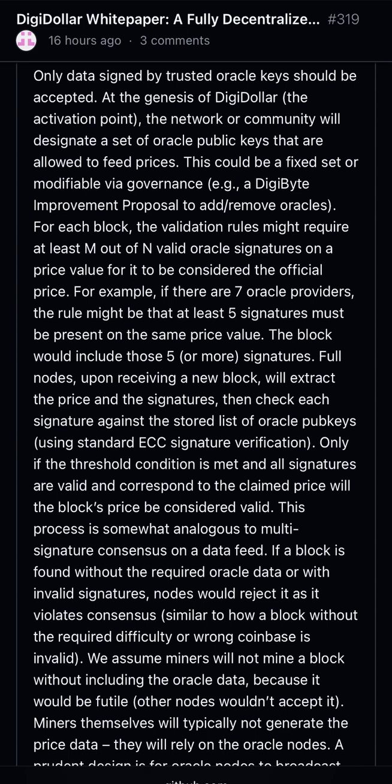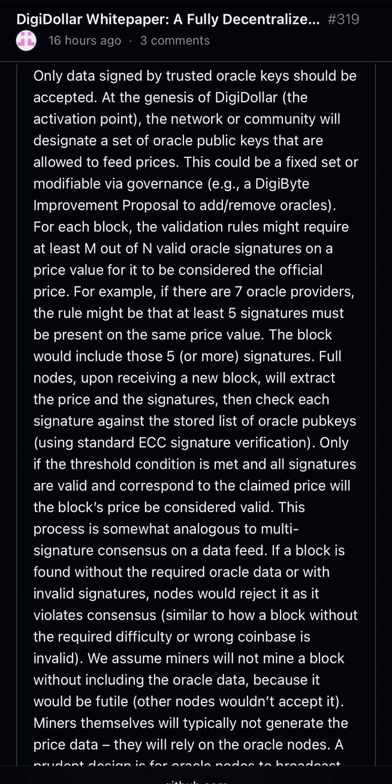For each block, the validation rules might require at least m out of n valid oracle signatures on a price value for it to be considered the official price. For example, if there are 7 oracle providers, the rule might be that at least 5 signatures must be present on the same price value. The block would include those 5 or more signatures.